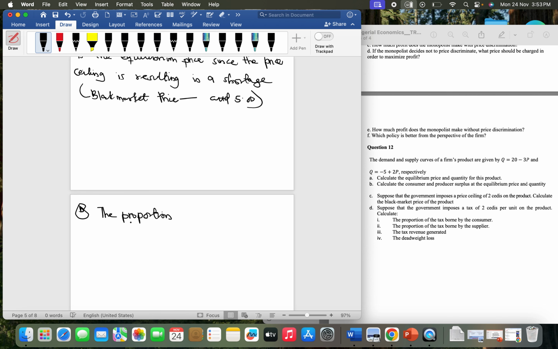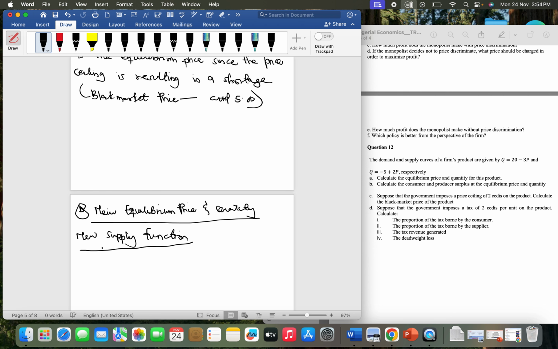They are saying, suppose that the government imposes a tax of 2 cedis. So before I even start with the proportion of tax borne by the consumer, I first have to solve for the new equilibrium price and quantity, since tax has been given. So I need to find my new supply function first. Otherwise, I won't be able to find the new equilibrium price and quantity.